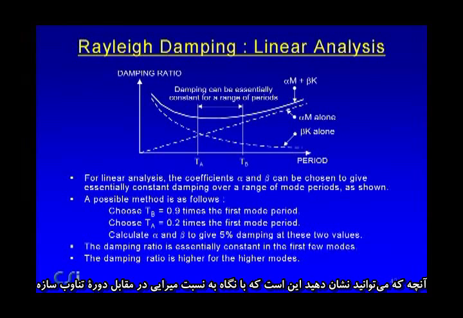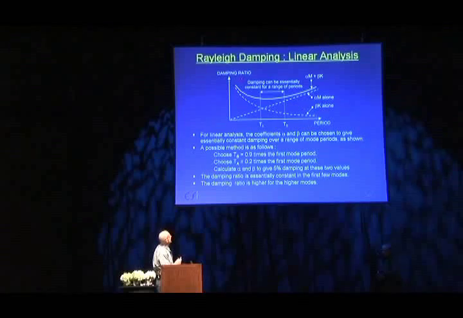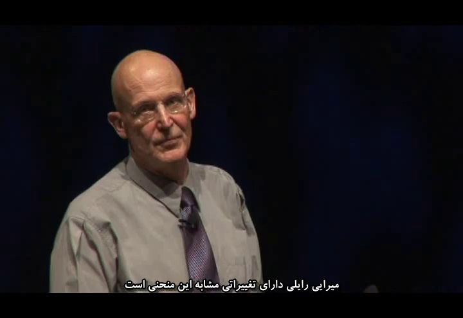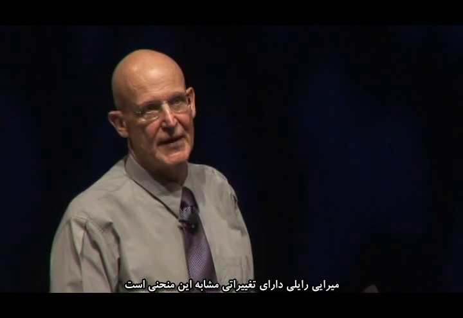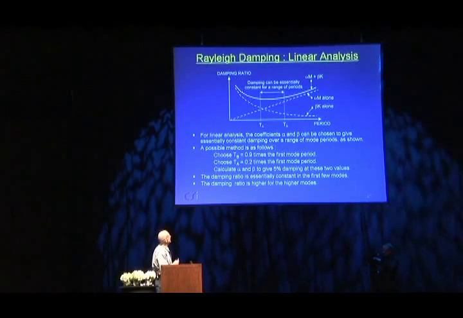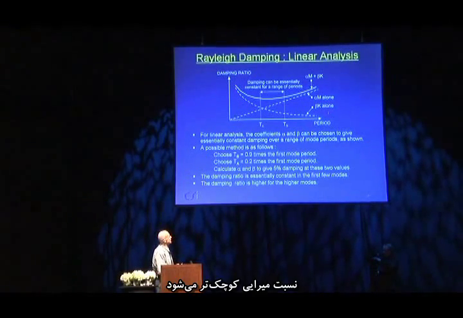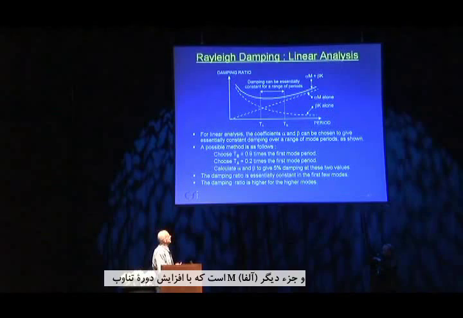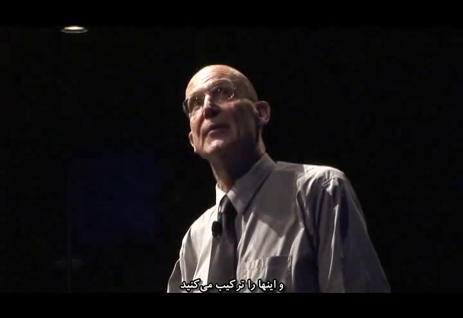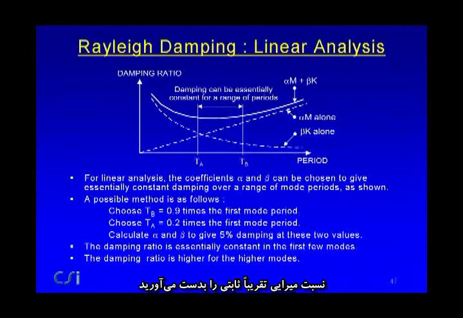If we look at what Rayleigh damping means in linear analysis, without going into too many details, what you can show is that if you look at the damping ratio versus the structure period, Rayleigh damping means the damping ratio varies with period with a curve like this. It has two components. For the beta K component, as the period increases, the damping ratio gets smaller. For the alpha M component, as the period increases, the damping ratio gets larger, and you get the combination. Between a couple of periods, TA and TB, you can get pretty much constant damping.